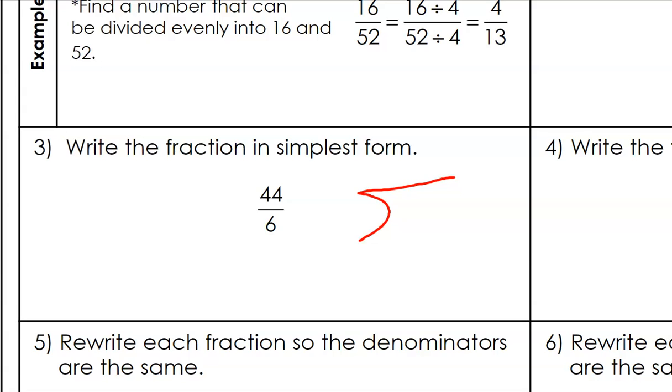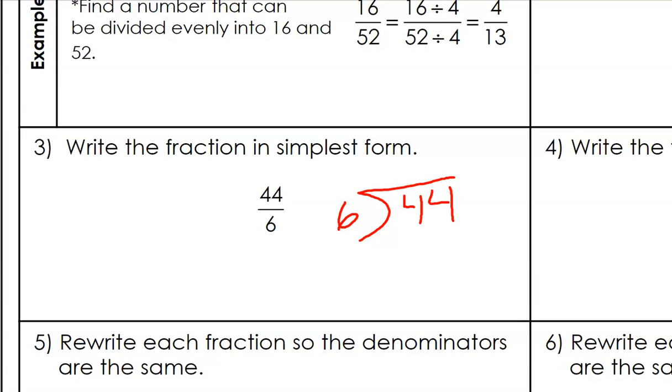So the top number, the numerator, is the dividend. The bottom number, the denominator, is the divisor. Okay? That's how many equal parts that you cut the dividend into. How many times will 6 go into 44? So we say 44 divided by 6.